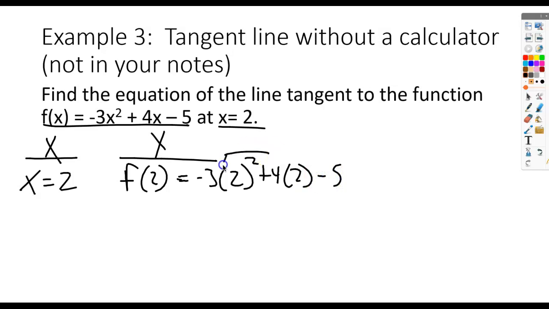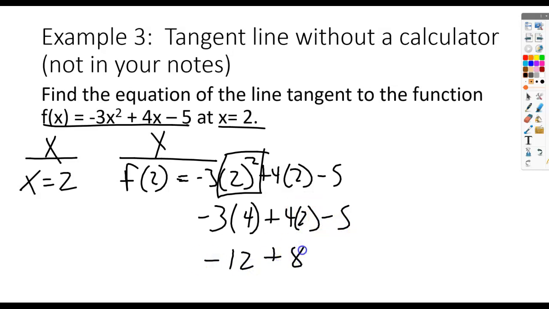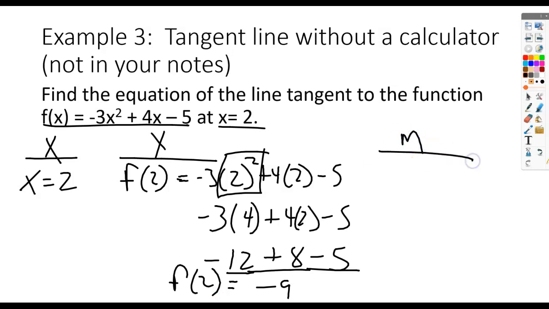Careful with your order of operations here. Exponents come first. And then you do your multiplication. And finally, you do your addition, and that's left to right. So negative 12 plus 8 is negative 4, and if I take 5 away from that, I get negative 9. So my y value is negative 9.